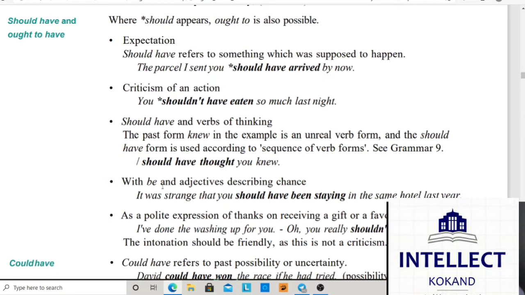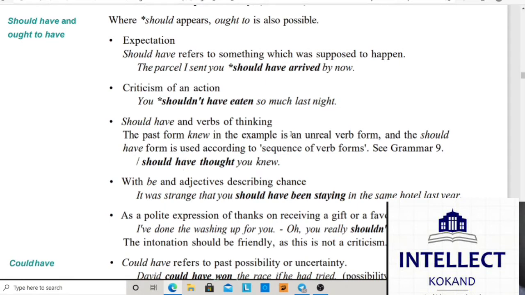The past form of do in the example is an unreal verb form, and should have is used according to sequence of verb forms. See grammar 9. So, should have thought, you knew. You should have thought about it. Yeah, you made the mistake, right? And I'm talking about you should have thought about this one. Yes, I'm talking now, and I'm reminding you that before you do something like that, whatever you did, you should have thought about it.